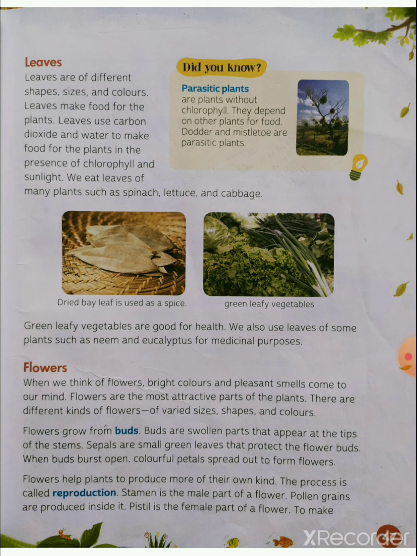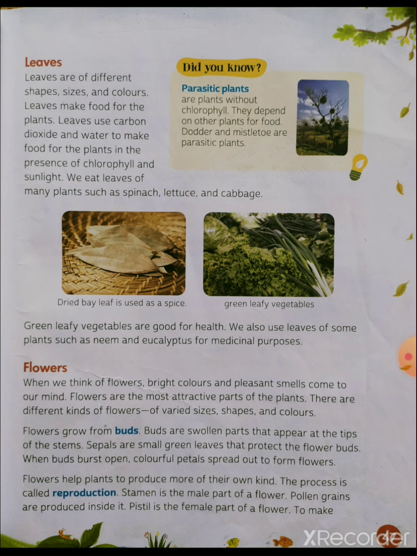Now let's learn about the different parts of a flower. Stamen is the male part of a flower. Stamen is divided into anther and filament. Pollen grains are produced inside the anther. Pistil is the female part of a flower. Pistil is divided into stigma, style and ovary.